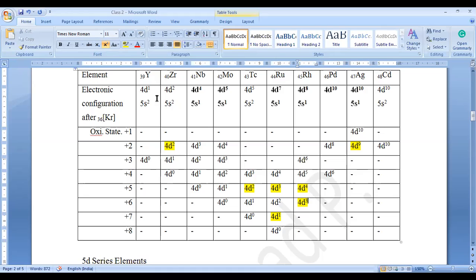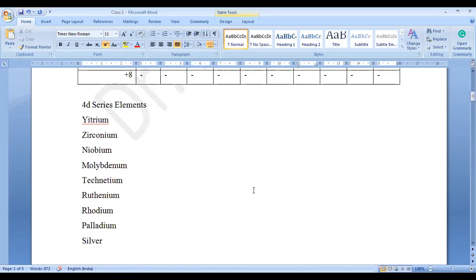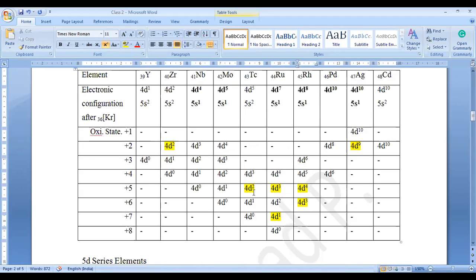Therefore, we can say that yttrium has a +3 oxidation state, zirconium +3 and +4, niobium +2, +3, +4, and +5, like that. Molybdenum +2, +3, +4, +5, +6; +7 is not there. Plus 7 is possible for manganese. Okay, we got it here. So in case of technetium also, ruthenium also, you can take a screenshot of this and note it down also.